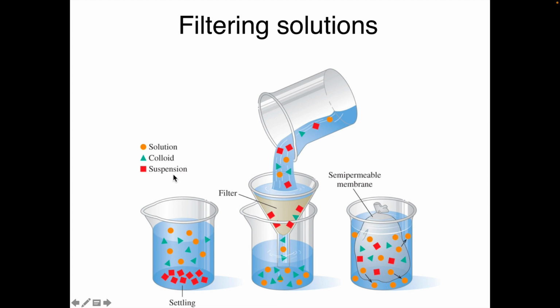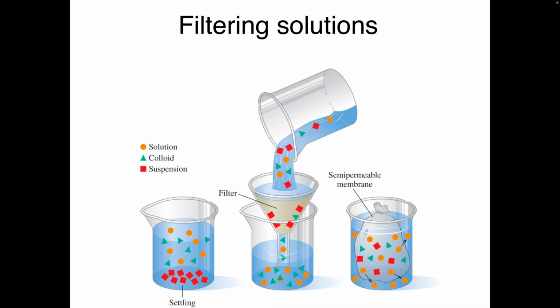So basically, the difference here is the size, right? So if you had a mixture of all three, solution particle, colloid particle, and suspension particle, so if you were to pour it through a filter, let's say a simple paper filter, in this paper filter, there are holes that allow a certain size of particles to flow through.